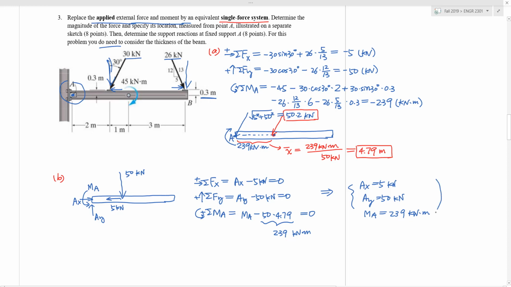So you can see how these results look just like the results from the previous steps. However, in the previous step, these are applied loads. And what you have solved in this step are the support reactions. The support reactions, as you can see, are equal and opposite to the applied loads. It's because they are there to balance these loads in order to keep the structure in equilibrium.